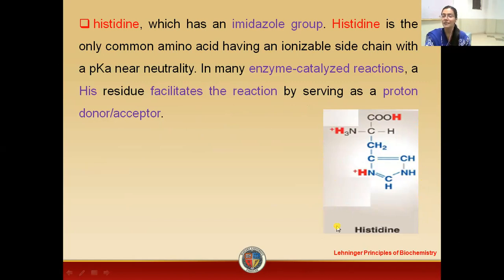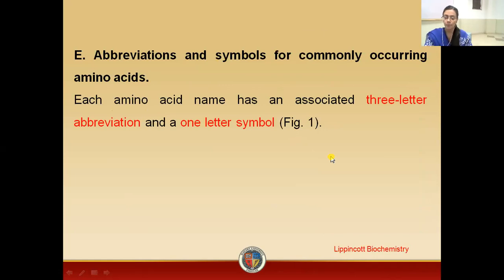So histidine is the only common amino acid which can be ionized at physiological pH. In many enzyme-catalyzed reactions, histidine, which is abbreviated as HIS, facilitates the reaction by serving as a proton donor or proton acceptor depending on the condition. So here we have discussed the amino acids with acidic side chains and basic side chains.